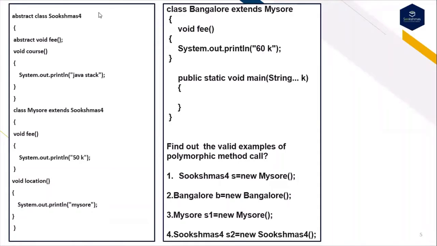This is an abstract class Sookshmas4 and abstract void phi. This is an abstract method and this is an abstract class. This is the concrete method void force. Here I'm trying to print the Java stack.